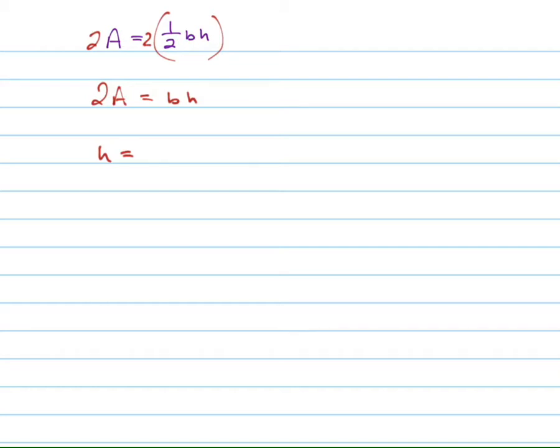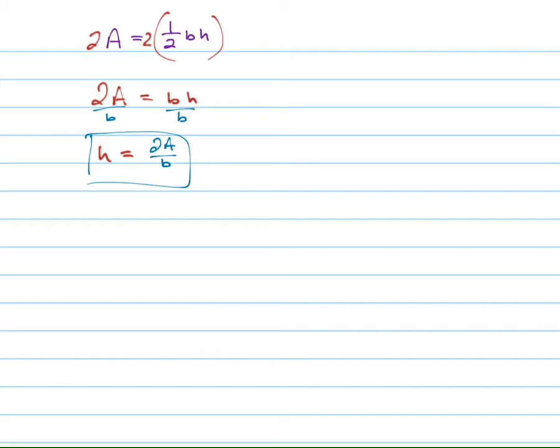Again, we're trying to get h by itself. So how do I get rid of the b? Lauren? Divide. It's being multiplied by the h, so we get rid of it by dividing. So we have h equals 2a over b. Okay. So now we have the formula solved for height.